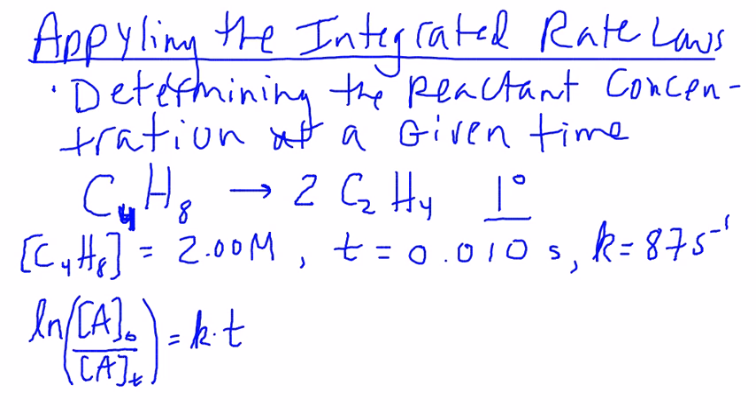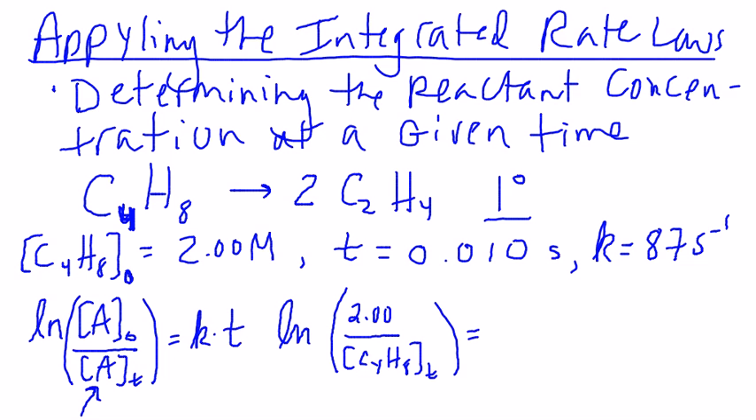So if you look at the information that you have, this right here is the initial concentration. This is the A naught. And what we're ultimately solving for is A at time t. If we plug into the first order integrated rate law, we have the natural log of 2.00 divided by what becomes our unknown, the concentration of C4H8 at time t. And that's equal to 87 times 0.010.